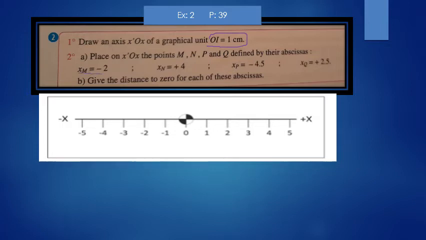The abscissa of M is minus 2. So here is minus 2. So this is where we plot a point M. Okay? The abscissa of N is plus 4. 1, 2, 3, 4. Here is the point 4, so I should plot here point N. P of abscissa minus 4.5. Here is minus 4 and minus 5. Minus 4.5 is between 4 and 5, so here is where we plot point P. Okay?